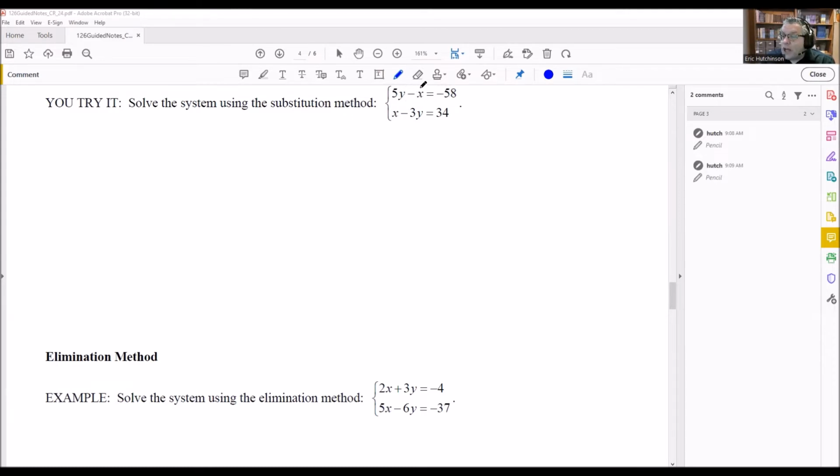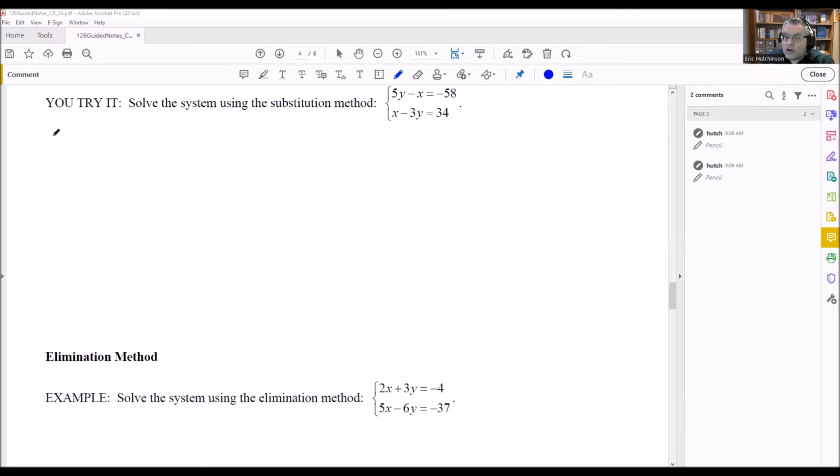Now, both of these have x isolated. So it looks like on this problem, we're going to be solving for x first, because if we try to solve for y, that involves division with fractions and things like that. So we can avoid that by going for the x instead. Now, it doesn't matter which one of these we solve for.